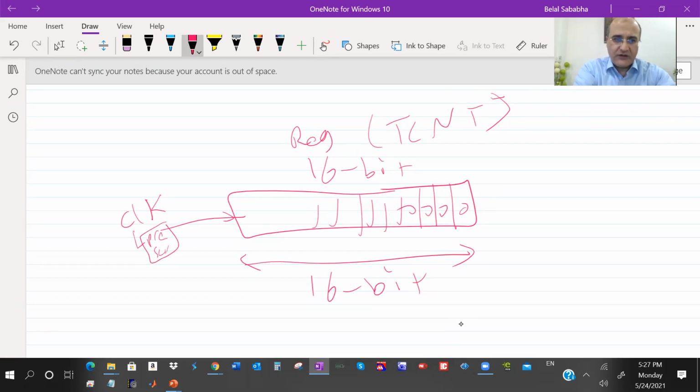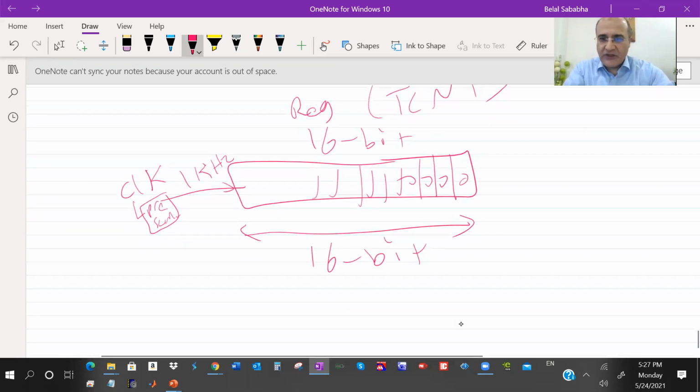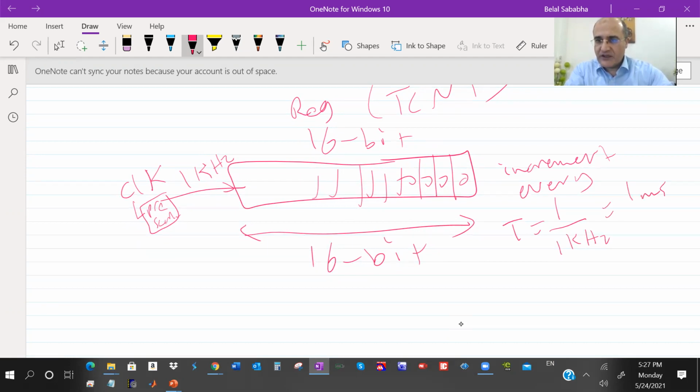Okay. So if you have 1 kilohertz here after the prescaler, this means this will increment every time t equals 1 over 1 kilohertz, which equals 1 millisecond. So every millisecond, this will increment.